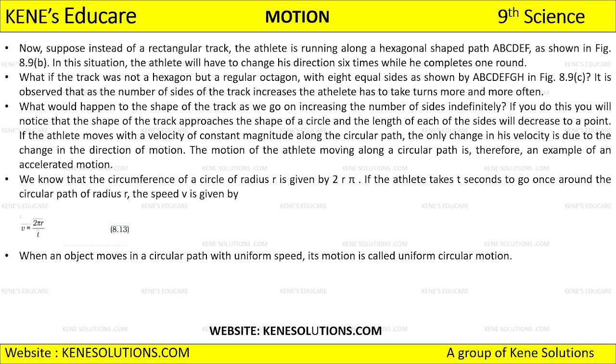So here we came up with a formula, that is V is equal to 2 pi r upon t, and how we came up with that has been given on the top of it, right? So we have already discussed it, so I want you all to please go through it.